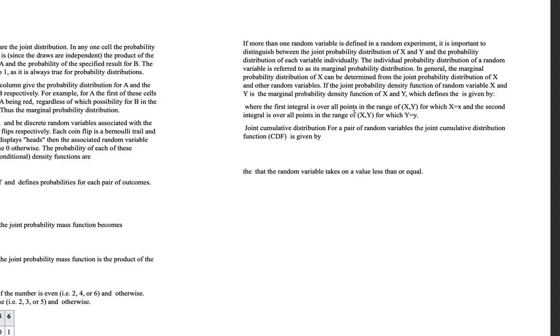In general, the marginal probability distribution of X can be determined from the joint probability distribution of X and other random variables. If the joint probability density function of random variables X and Y is f(x,y), the marginal probability density functions of X and Y, which define f_X(x) and f_Y(y), are given by, where the first integral is over all points in the range of (X, Y) for which X equals small x, and the second integral is over all points in the range of (X, Y) for which Y equals small y.